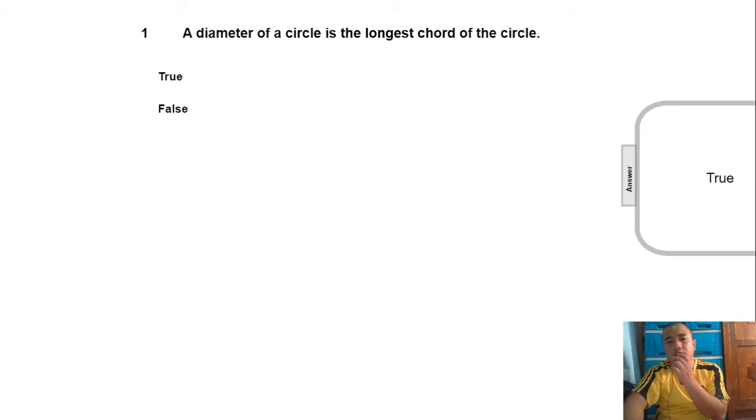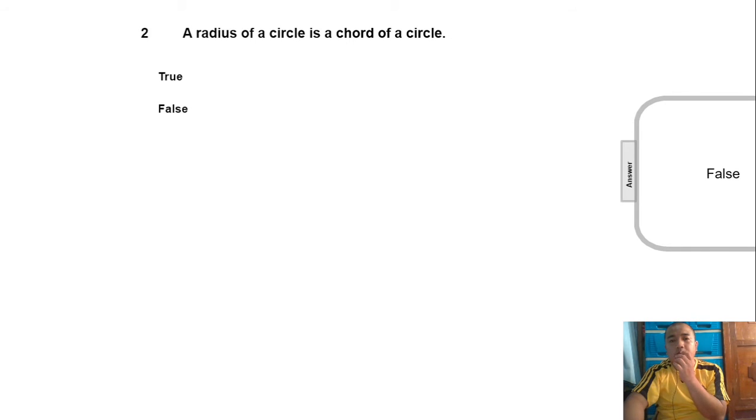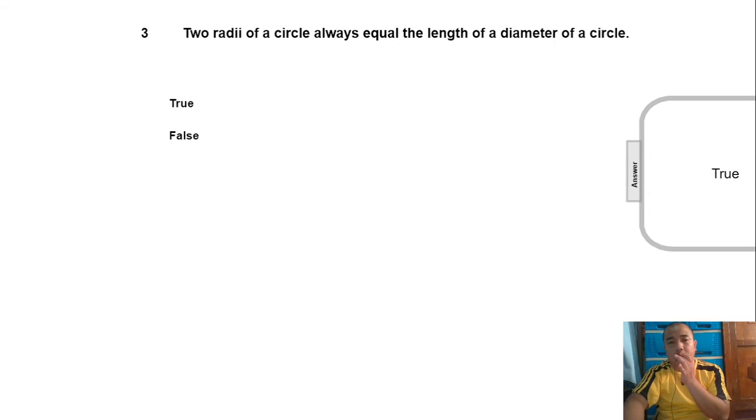Okay, let's continue. The diameter of a circle is the longest chord of the circle. True or false? True. Tama. A radius of a circle is the chord of a circle. True or false? The answer is false. A radius is not a chord because the endpoints of the radius are the center and any point of the circle. Pag chord, the endpoints are 2 points on the circle.